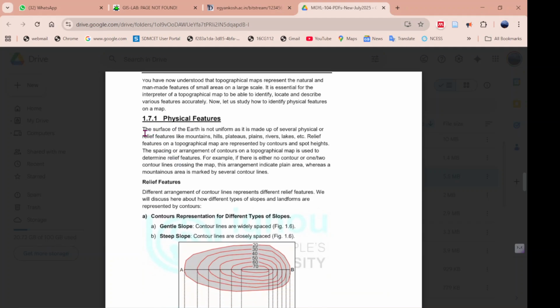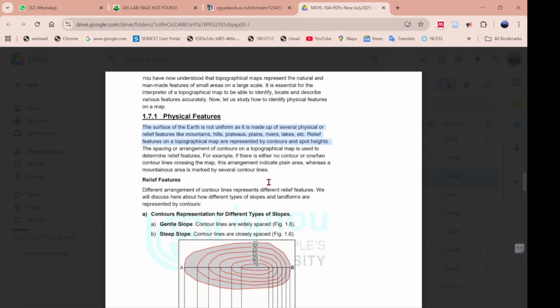So physical features, the first one: the surface of the earth is not uniform as it is made up of several physical or relief features like mountains, hills, plateaus, plains, rivers, lakes, etc. Relief features on the topographical map are represented by contours and spot heights. The spacing or arrangement of contours on a topographical map is used to determine relief features. For example, if there is either no contour or one or two contour lines crossing the map, this arrangement indicates plain area, whereas a mountainous area is marked by several contour lines.